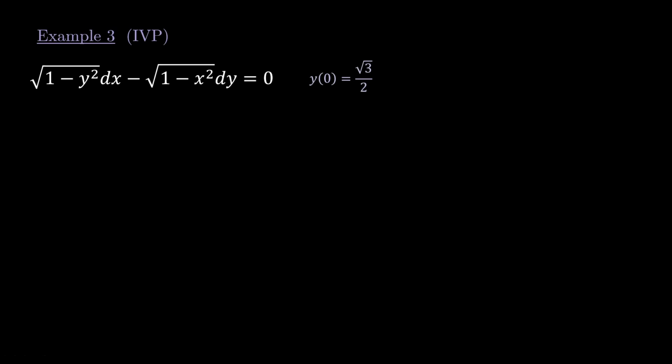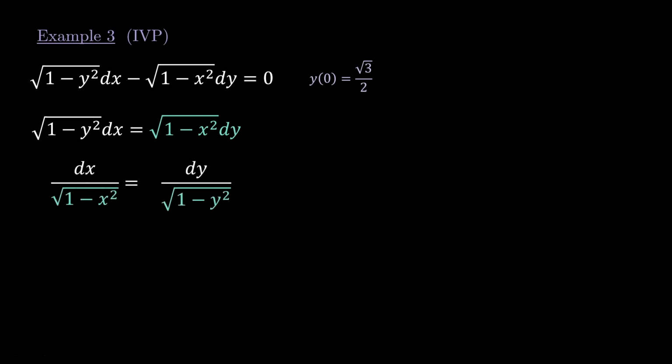Now remember, the goal here is to separate the x and y's. That's why they're separable variables. So you want x on one side and y on the other side. So the first step in achieving that is adding the radical 1 minus x squared over, and then dividing by the radical 1 minus x squared and the radical 1 minus y squared. Next, we integrate.